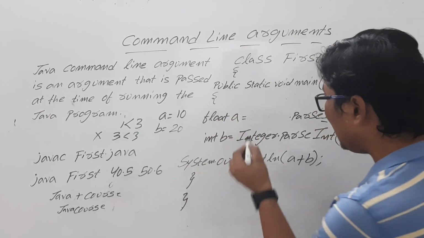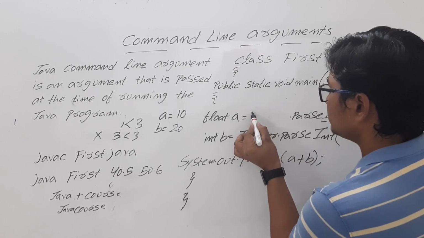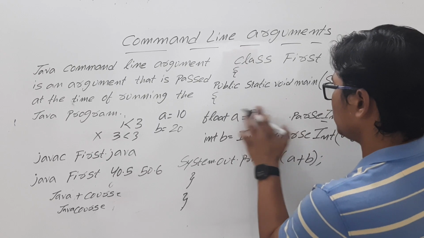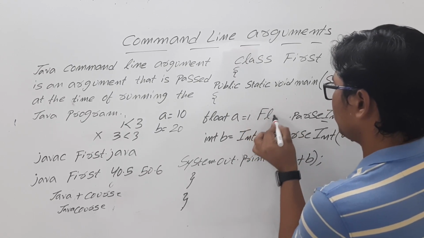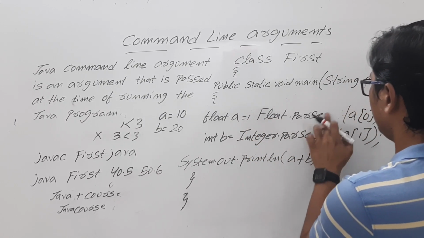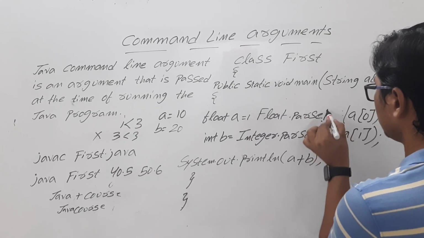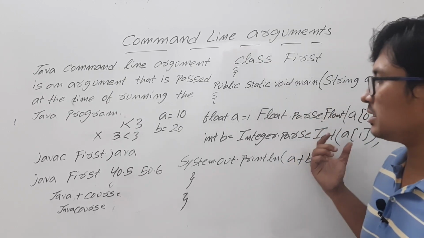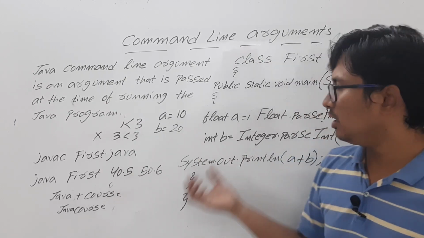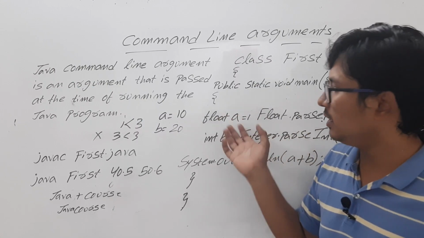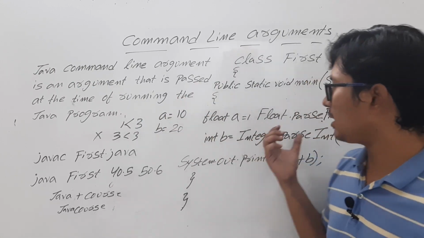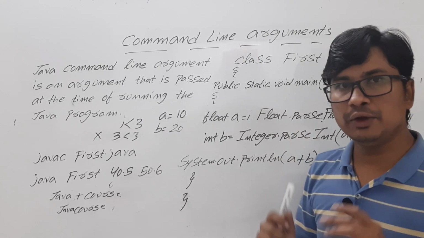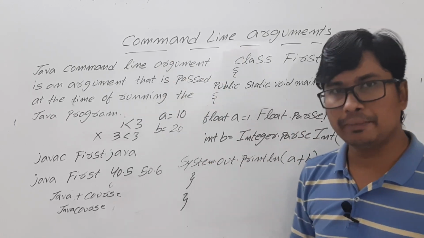And you can write here Float, where F should be capital, dot, let me write properly, Float.parseFloat. Here F should be capital. Like this you need to do. If you write Integer.parseInt, the string will be converted into an integer. If you write Float.parseFloat, then it will be converted into a float. Whatever data type you need to use, correspondingly you need to use the type conversion. I hope you have understood about the command line arguments.